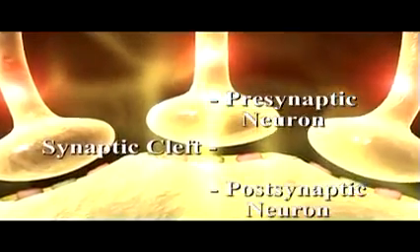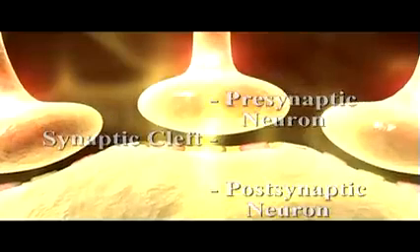The arrival of an action potential at the synaptic terminal causes the synaptic terminal to become positively charged and release neurotransmitters into the synaptic cleft. The neurotransmitters diffuse rapidly across the synaptic cleft and bind to receptors in the membrane of the dendrites or cell body of the postsynaptic cell.